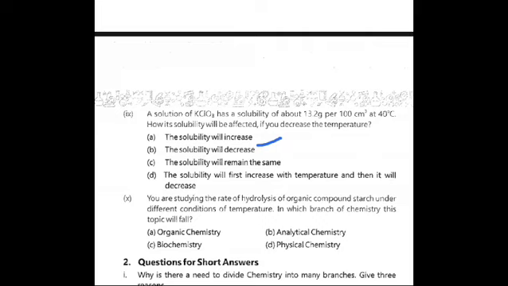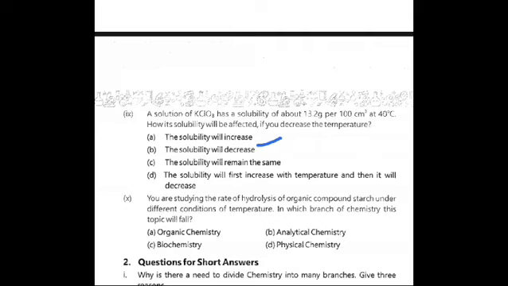Because the solubility of most solids in water decreases with the decrease in temperature. And as you know, there are three types of salts which are affected by temperature. One are those in which the solubility has a direct relationship with temperature. When temperature increases, the solubility also increases. When temperature decreases, the solubility also decreases. So it is one of them.